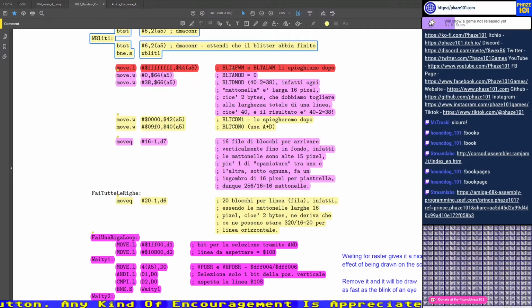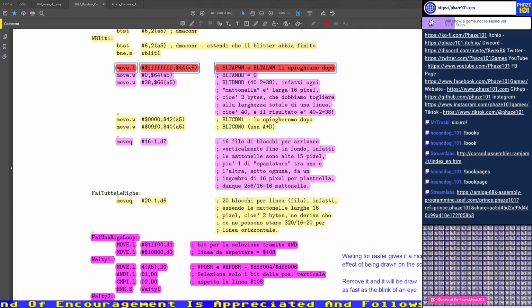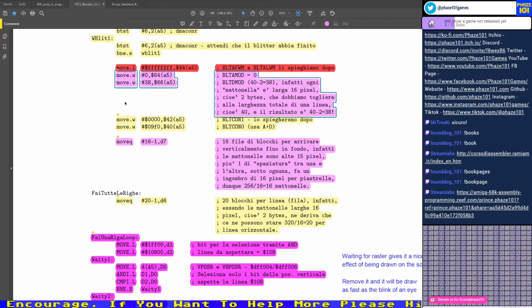Then we set the mask for channel A, FFFF. This will be explained later, okay? We set the modulo for channel A and channel D, 0 and 38. 0 is because the image, the source, doesn't have anything to skip, so it's 0. And on the screen we have 40 bytes, but what we are blitting is 2 bytes, 1 word, so we put 38.